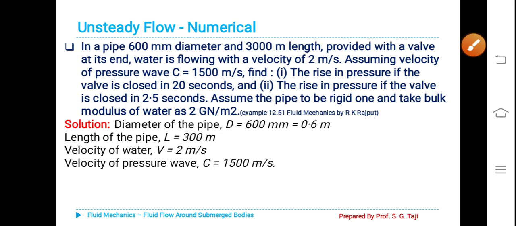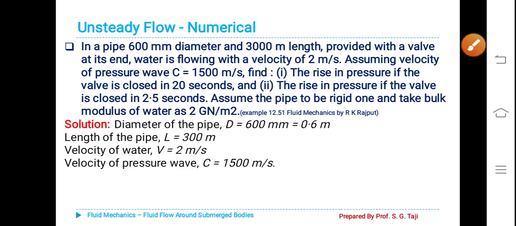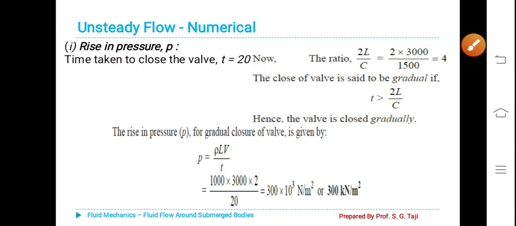Next problem. Third problem. In a pipe, it is on water hammer. In a pipe 600 millimeter diameter and 3000 meter length, provided with a valve at its end, water is flowing with a velocity of 2 meters per second. Assuming velocity of pressure wave, capital C, is equal to 1500 meters per second, find the rise in pressure if the valve is closed in 20 seconds, first case. Second case, if the valve is closed in 2.5 seconds.